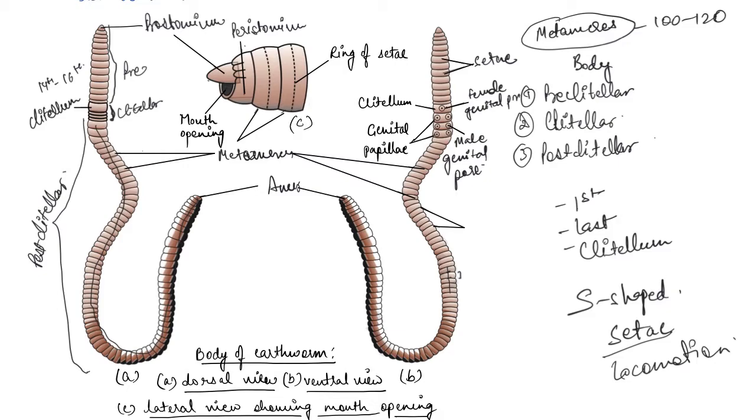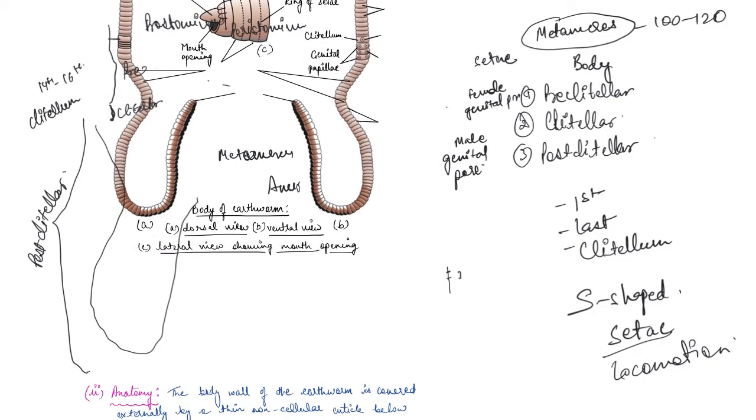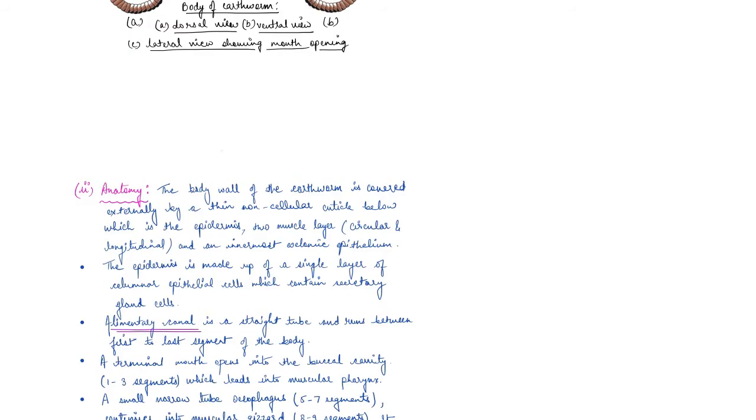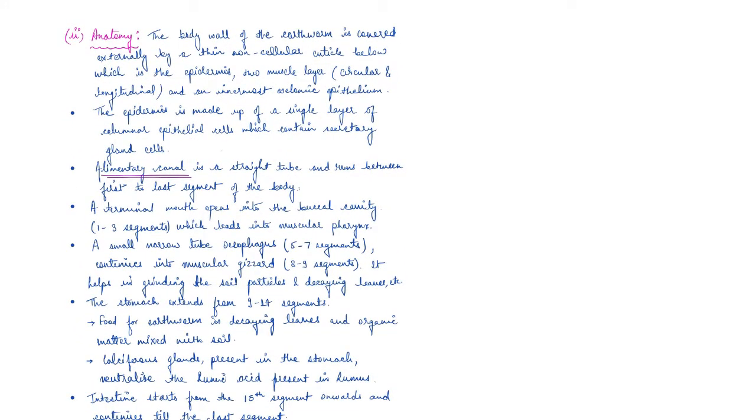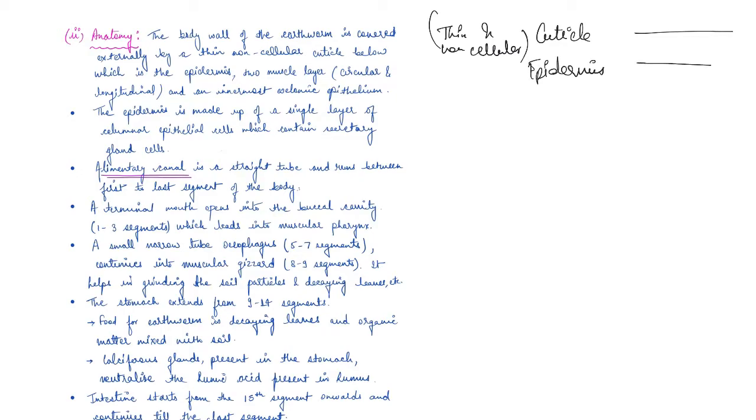Now let's move towards the anatomy of the earthworm, right? Let's talk about the body wall first. The body wall of the earthworm is covered externally by a cuticle. So the first layer is the cuticle. Now this cuticle is thin and non-cellular. After this you have the epidermis, right? So you have a layer of epidermis.